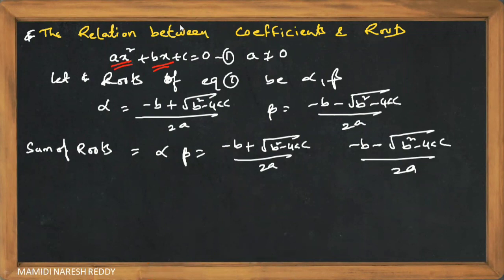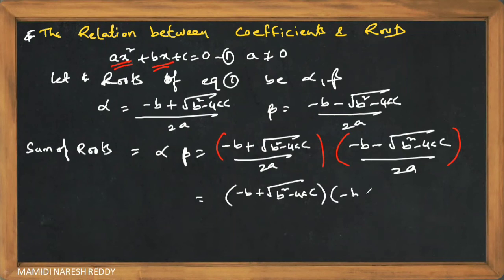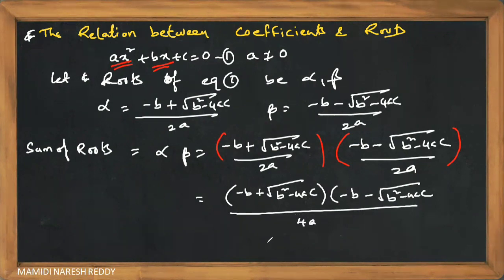Right. So alpha into beta is nothing but, children, now I'm multiplying these two things. The children see here very simple steps. First numerator into numerator means minus b plus under root of b square minus 4ac into minus b minus under root of b square minus 4ac, by 2a into 2a. What do you get, children? It is 4a square. Any doubt?